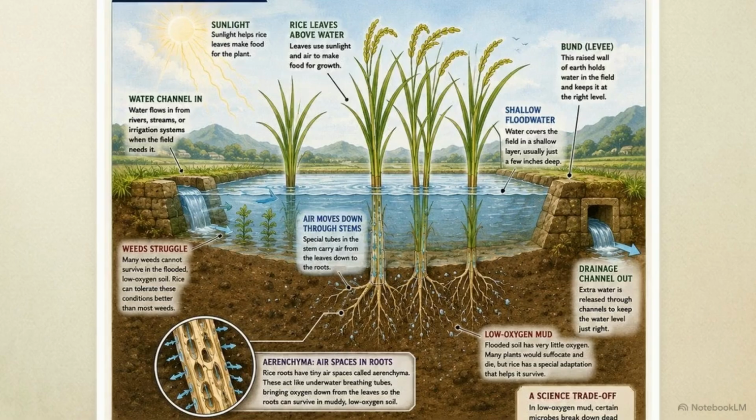This diagram illustrates the mechanical requirements. The water channel on the left brings river water in, while the bund on the right holds it at a consistent depth. On the far end, a drainage channel releases excess water, so the field never overflows.